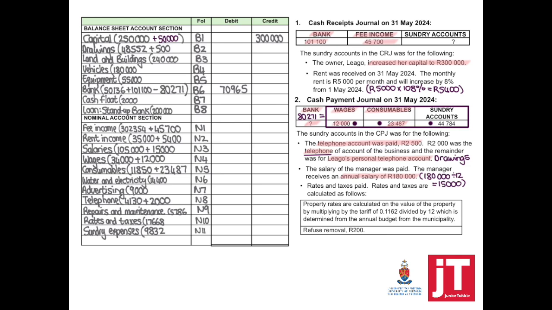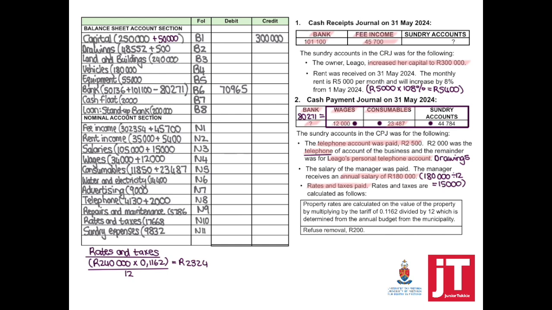So this is just testing a little bit your mathematical skills. So what is the property? Property refers to your land and buildings. And for my land and buildings, we're going to use that figure which was given there, 240,000, multiplied by 0.1162 divided by 12.